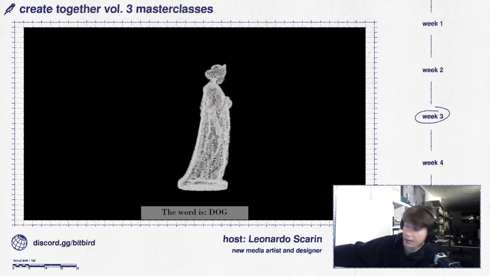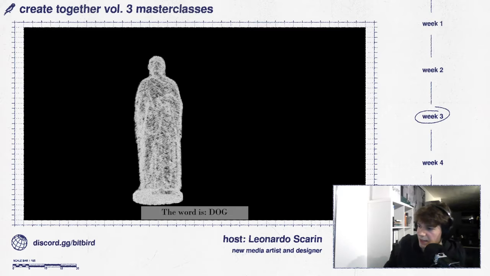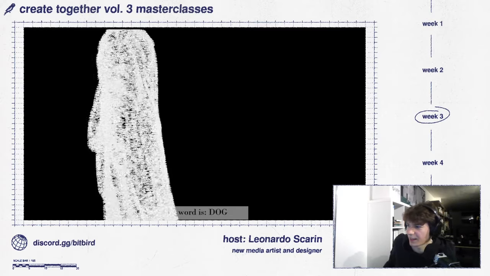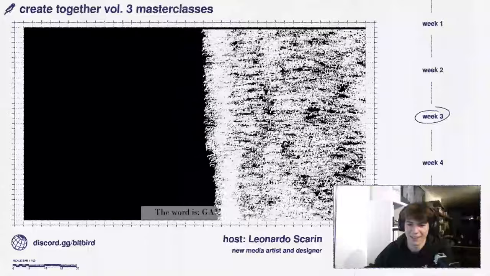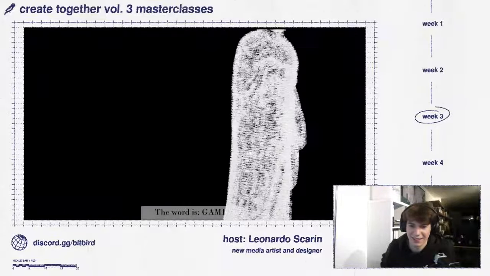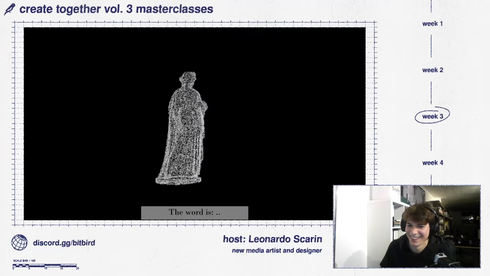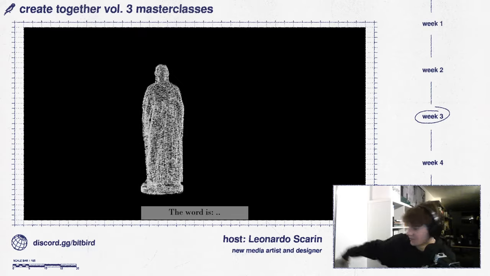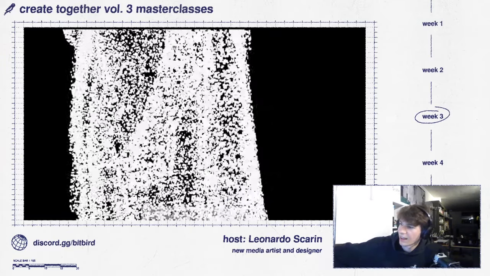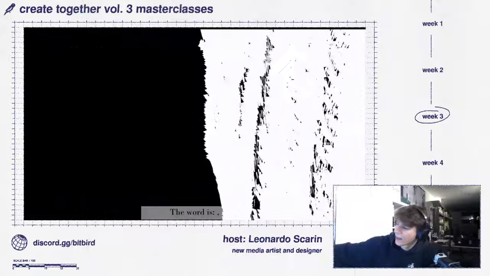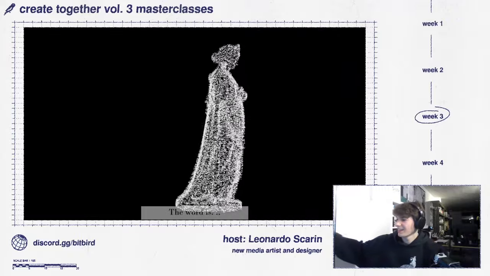The word is dog. Okay, now everybody writes a dot. Everybody writes a dot. Just a dot. Oh, you can't do one dot. Okay, let's have two dots. That's okay. Oh, the comma. I like that. Next one.